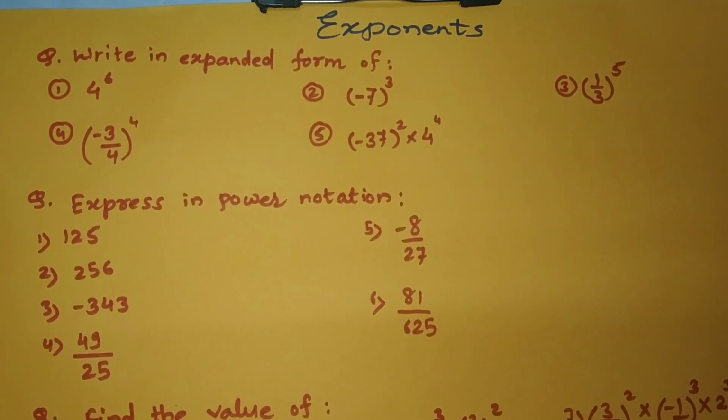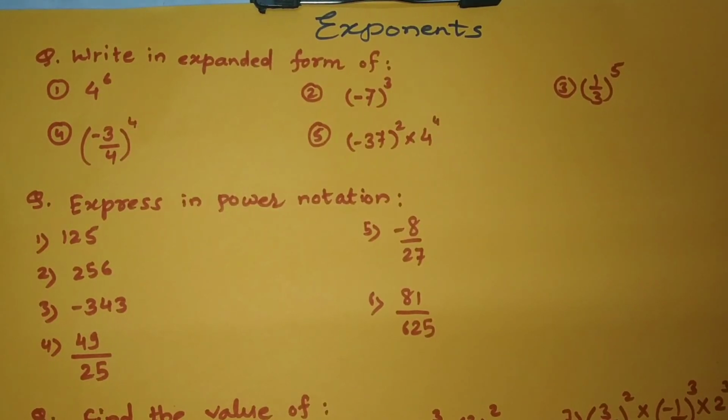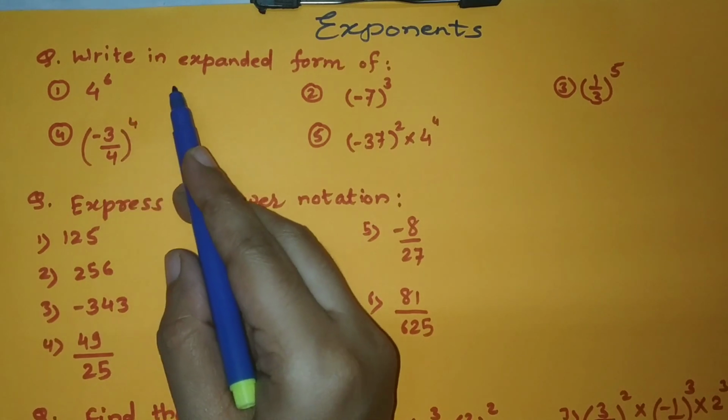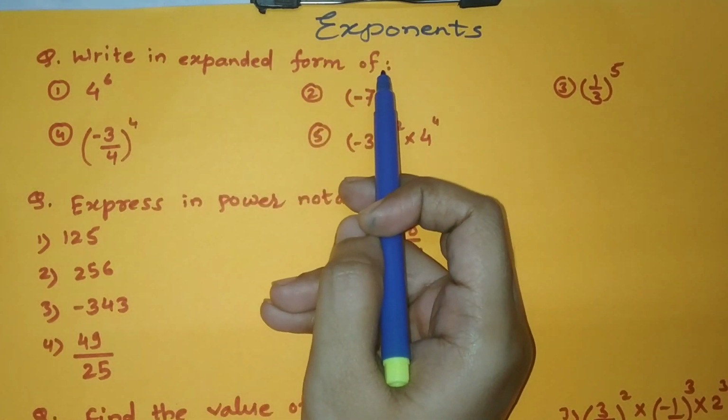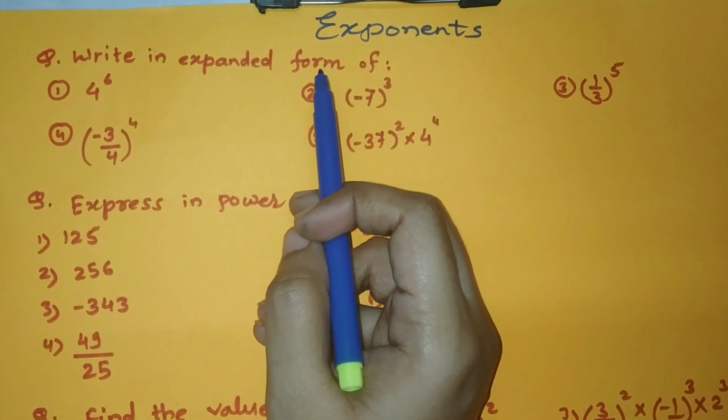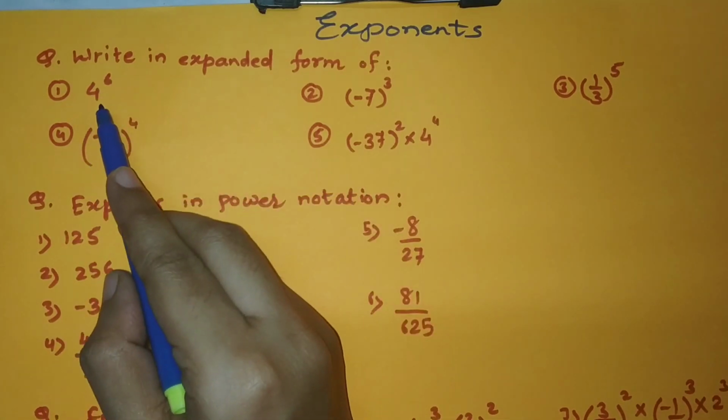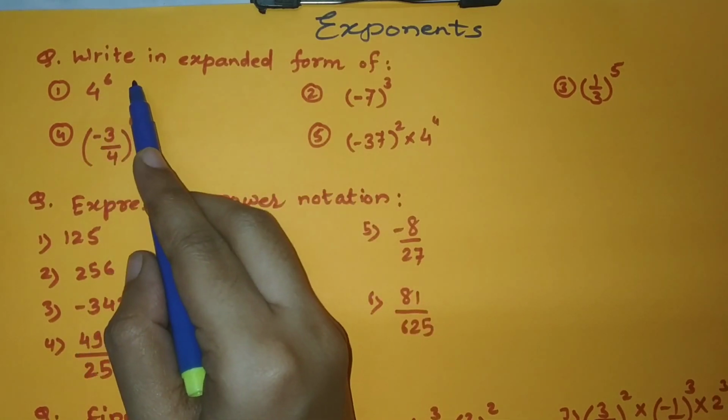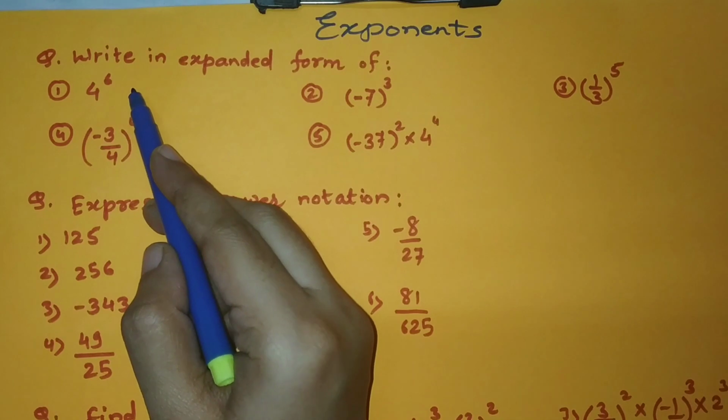Welcome back, dear children. So today we are going to see some examples from the lesson exponents. So let's get started. First of all, the question is: write in expanded form. So we have to write in expanded form the given questions. Like here is 4 to the power of 6, or 4 raised to power 6.